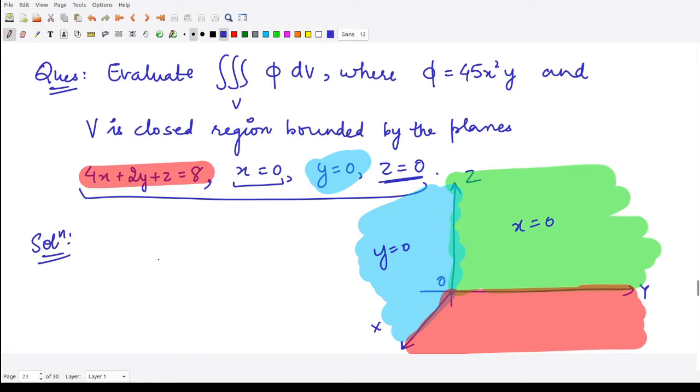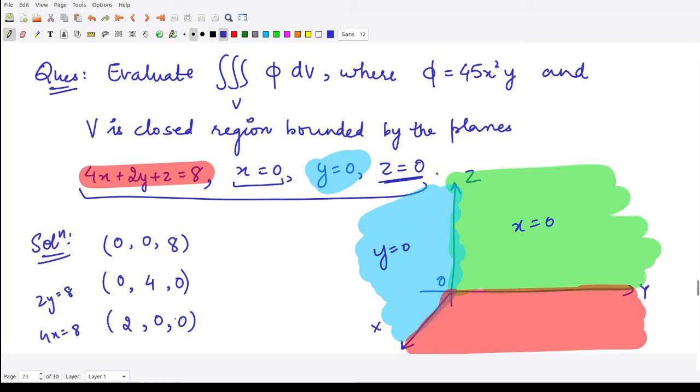Let's see what could be our points. Here if you put x as 0, y as 0, what is the value of z that you obtain? It is 8. So this is the first point on this particular plane. And whenever you put x as 0, z as 0, you obtain 2y is equal to 8, so y is equal to 4. So this is another point on this plane. And whenever you put y is equal to 0, z is equal to 0, you obtain 4x is equal to 8, so x is equal to 2.